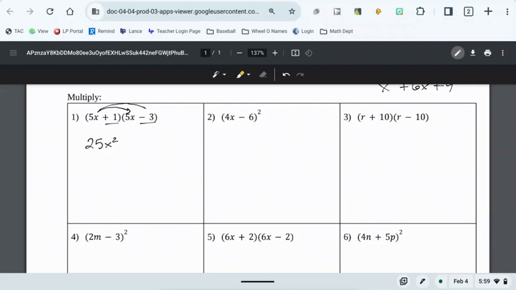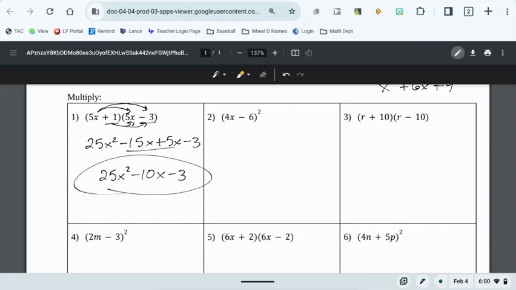First term times second term gives us negative 15x. Second term times first term, 5x. And then second times second gives us negative 3. So we do have to be careful and can't just assume it's a special case just because that first term is the same in each set of parentheses, 5x and 5x, because after we simplify this, we notice it is not a special case. 25x squared minus 10x minus 3.